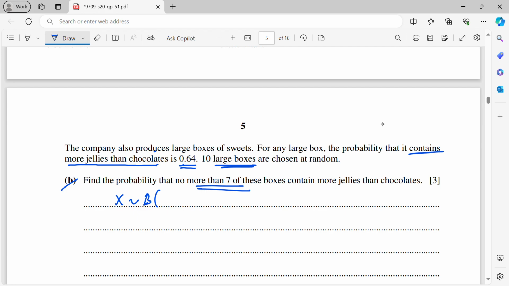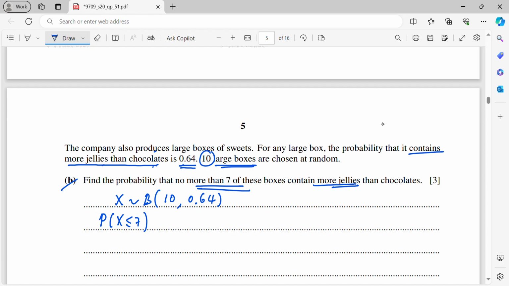There are 10 large boxes, so n is 10. And then the probability of containing more jellies than chocolates is 0.64. Now not more than 7 means up to 7. So when up to 7, you have to count from 0 until 7. That means you have 8 probabilities to be counted.